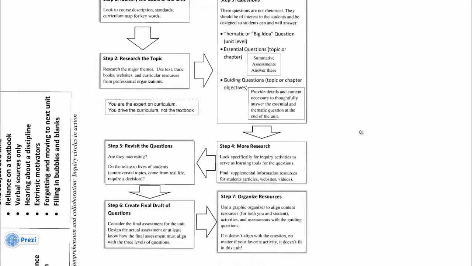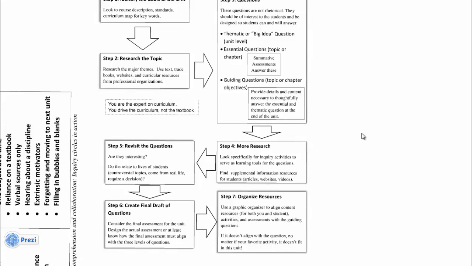Next, I need to create a final draft of the questions, and then look at the assessments for that unit. I want to work backwards here. This is backwards design. So I'm starting with my questions, and then from that, I'm looking at how they are going to show me they know this. Is it going to be an essay? Is it going to be a project? Is it going to be an objective test? What's it going to be?